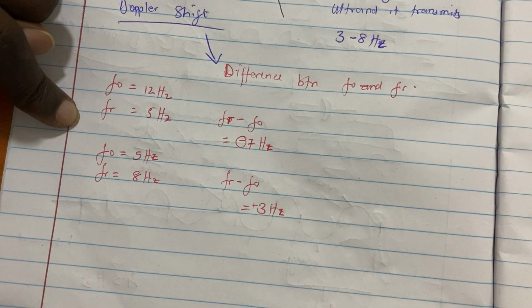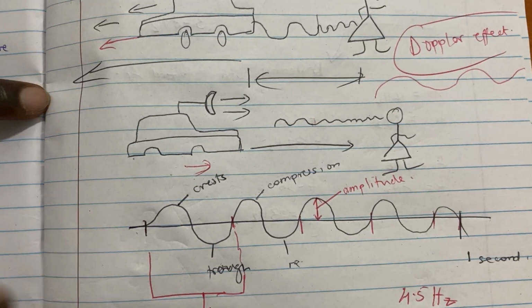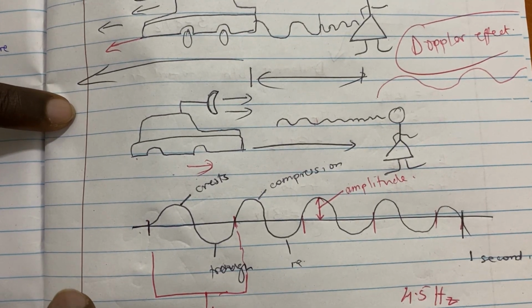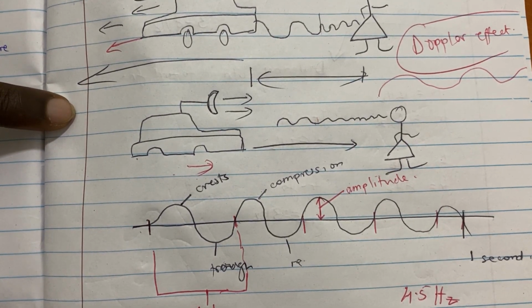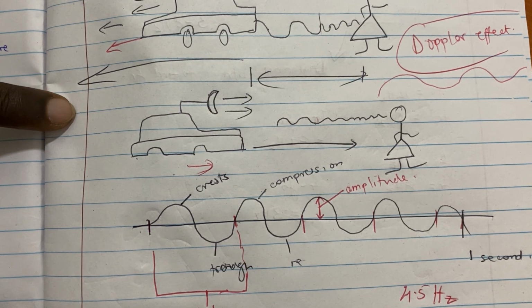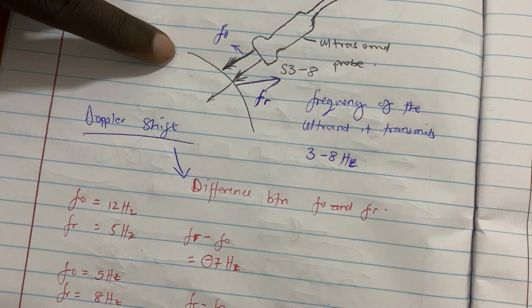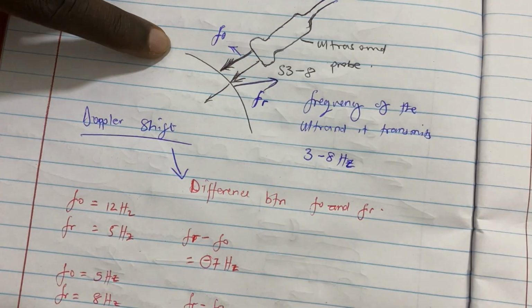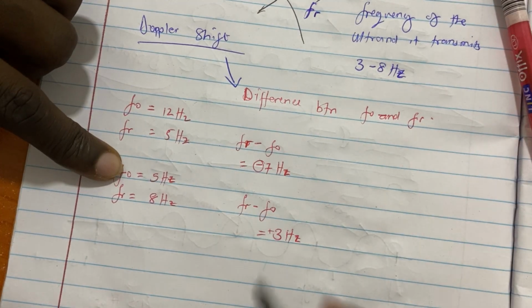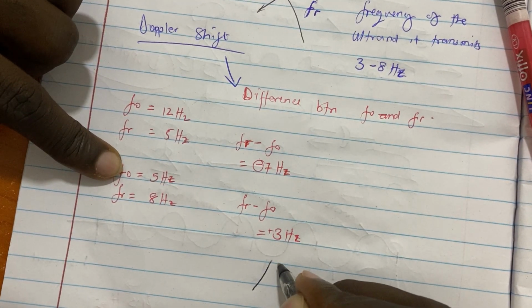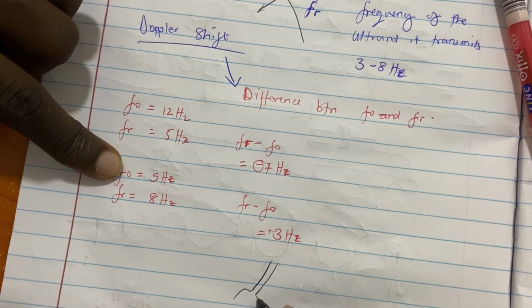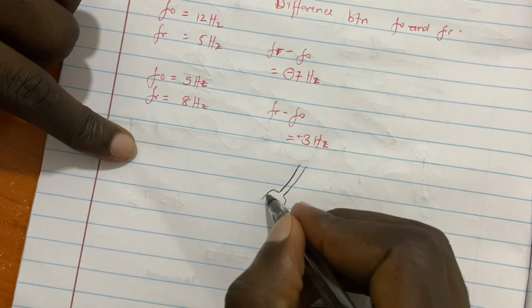Remember when I was telling you that if the source of sound is moving away from the observer, the frequency decreases, and if the source is moving towards the observer, the frequency increases. Now let's go back to our echo. Who is the observer now? Remember, in echo, we have our probe here.